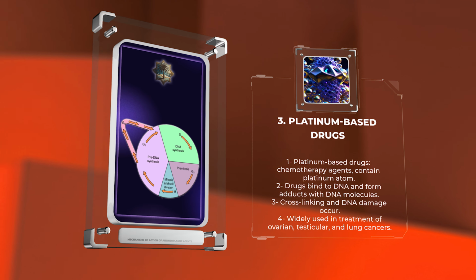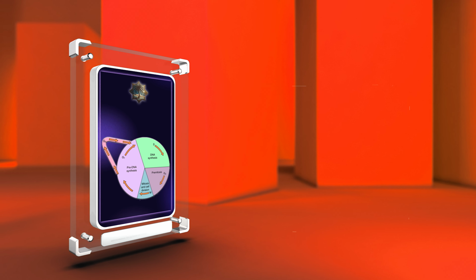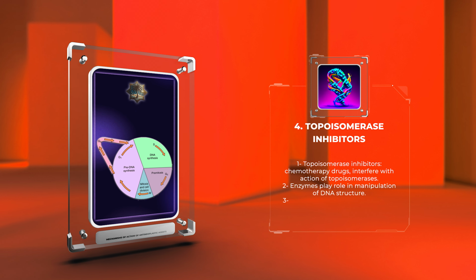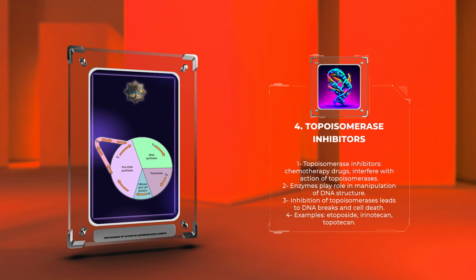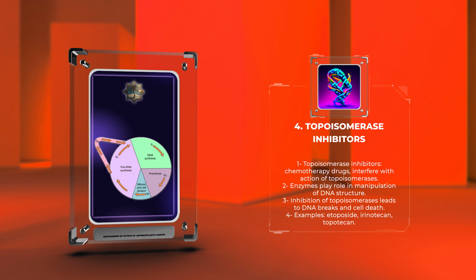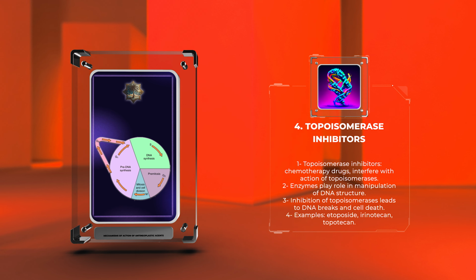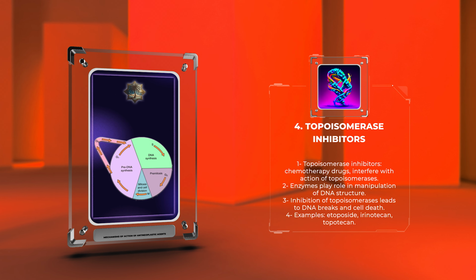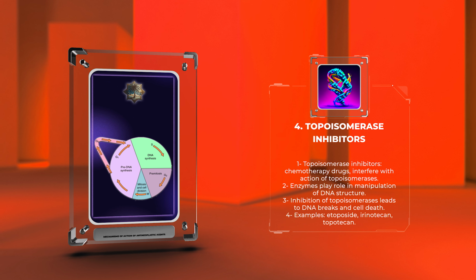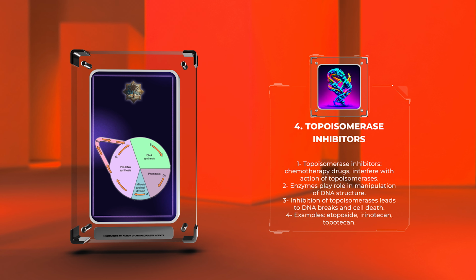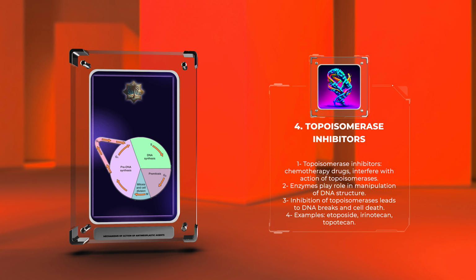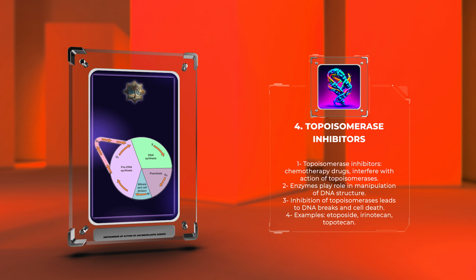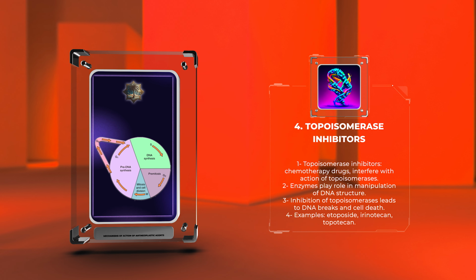Topoisomerase inhibitors are chemotherapy drugs that interfere with the action of enzymes called topoisomerases. These enzymes play a crucial role in the manipulation of DNA structure during replication and transcription. By inhibiting topoisomerases, these drugs disrupt DNA repair mechanisms in cancer cells, leading to the accumulation of DNA breaks and eventual cell death. Examples of topoisomerase inhibitors include etoposide, irinotecan, and topotecan. These drugs are commonly used in the treatment of leukemia, lymphoma, and lung cancers.